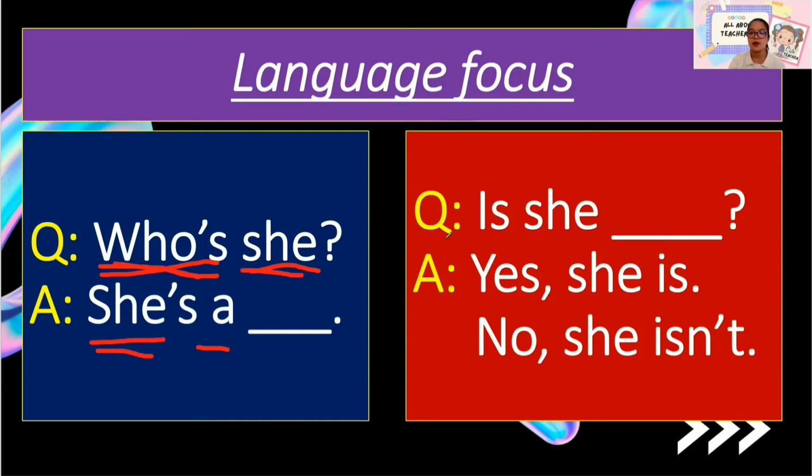On the other hand, we have, is she blank? In here, we are going to identify or to clarify if the person is really the person that we think about. For example, is she a nurse? If yes, then we say yes, she is. If no, then we say no, she isn't. Okay, let's go proceed with our examples.